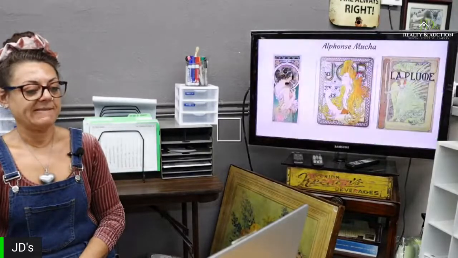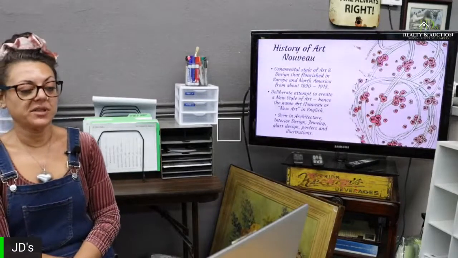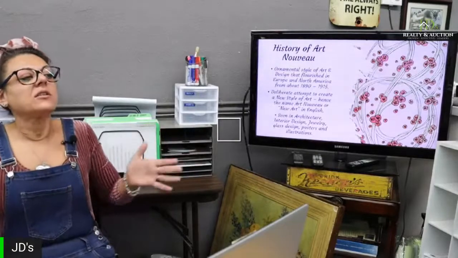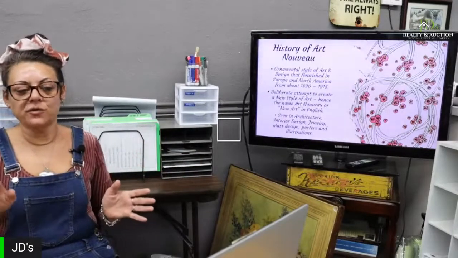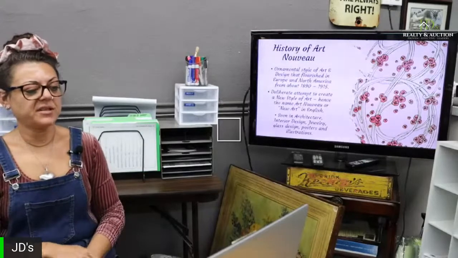Can you quickly go over the date period for this movement? Yes. So this is at the end of the 19th century, early 20th century, so 1890 to 1915. And those dates are a little loose. It kind of overflowed a little bit after 1915 and then morphs into Art Deco, which we can talk about in a couple of weeks. But yes, the late 1800s.